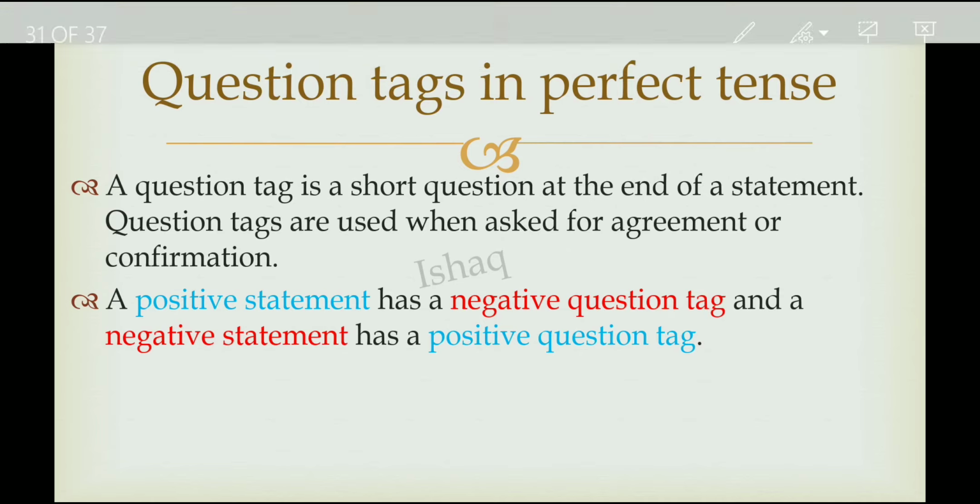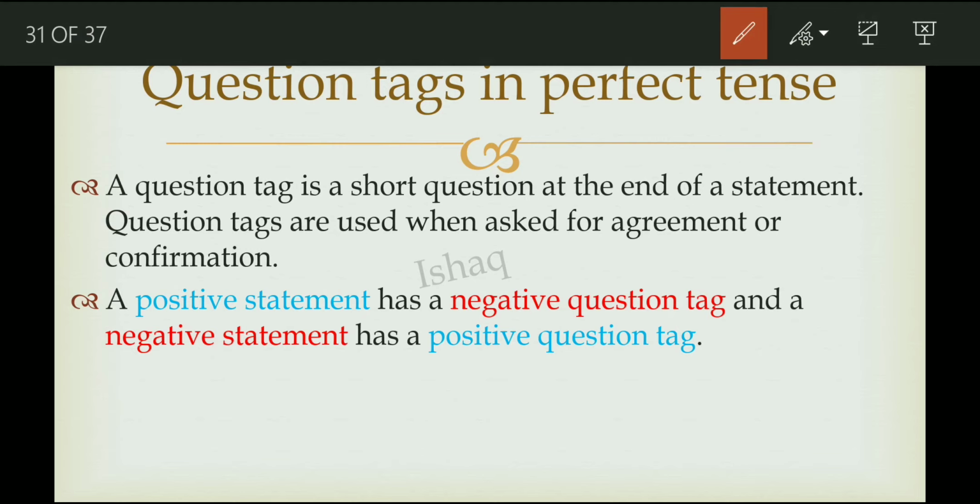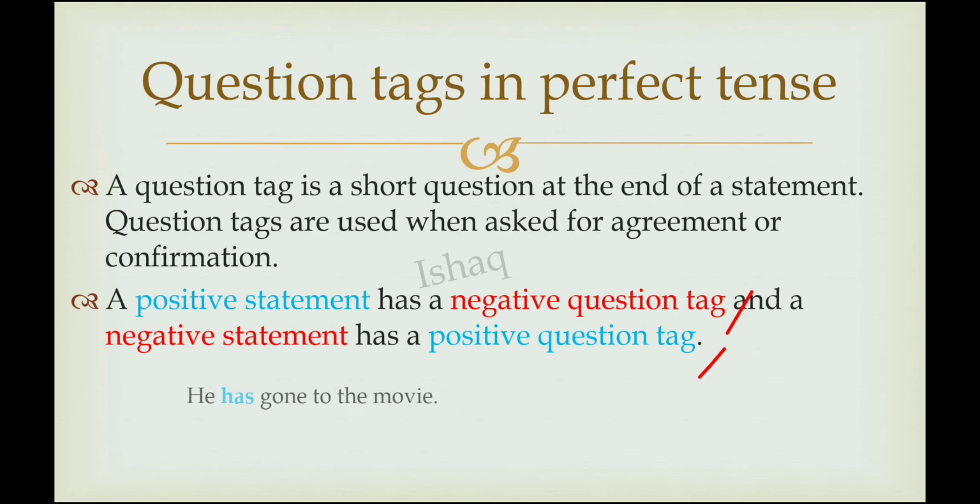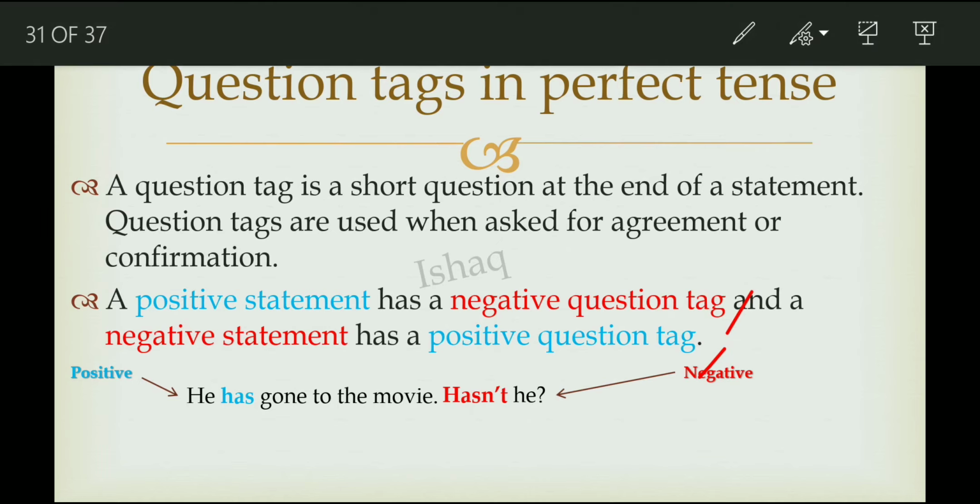One more thing you can see here: a positive statement has a negative question tag, and a negative statement has a positive question tag. Simple, that's it. Let's see some examples. "He has gone to the movie." What kind of sentence is this? A positive statement. So the question tag should be a negative one: "hasn't he?" The same helping verb is used here, "has" and "hasn't he." As this is positive, we used its negative form.